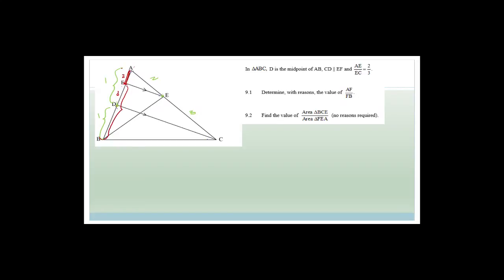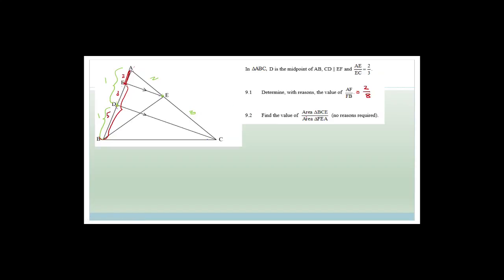But do you agree that they've told us that AD is the same as DB? So if AD is 5, this also has to be 5. Do you see it? So therefore, the ratio of AF to FB has to be equal to 2 to 8, because that's 2 to 3 plus 5, which is 2 to 8. That's a nice question. I like that one.